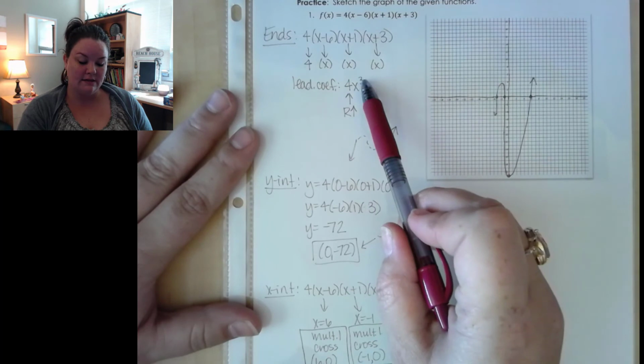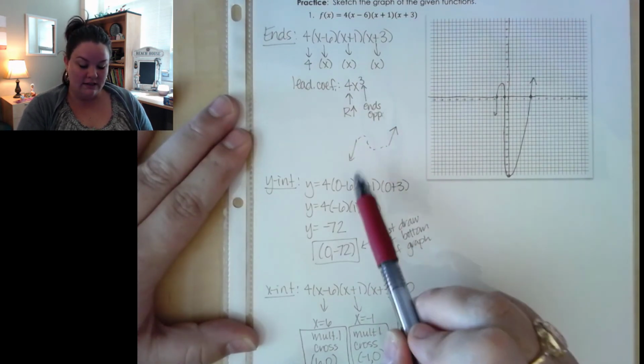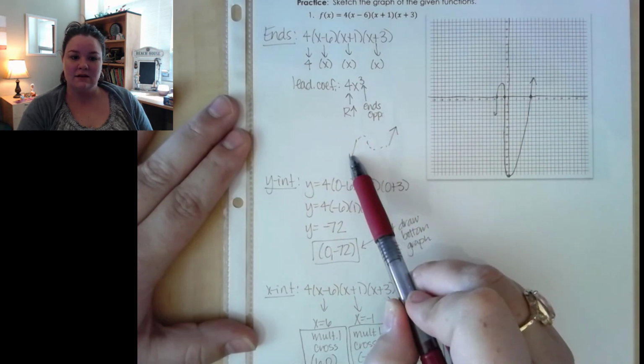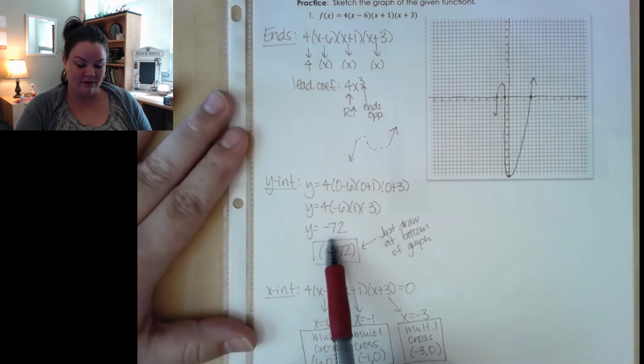So the +4 tells us the right side goes up. The degree 3 tells us that our ends are opposite because it's odd, right? So our little sketch should look something like this. And then we find our y-intercept by plugging in 0 for all of our x's, which leaves us with -72.